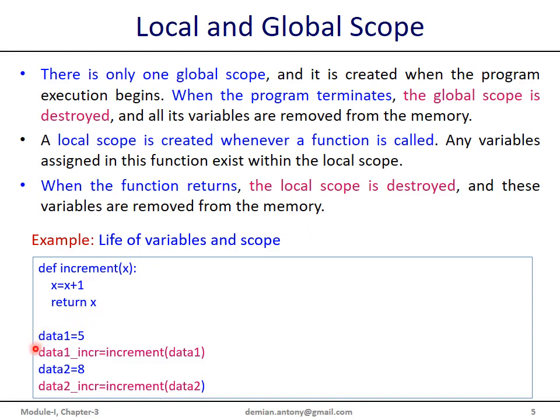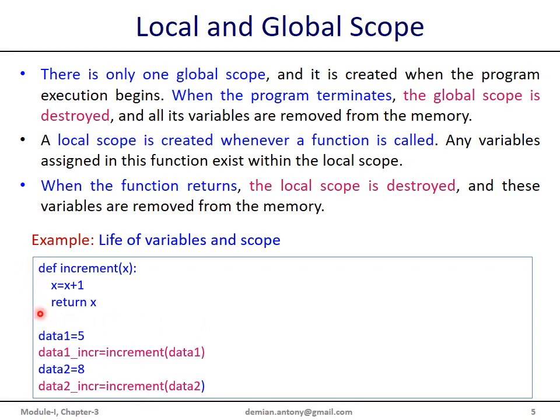We have a main program. Data1 is a global variable and data2 is a global variable. And data1 increment is a global variable, and data2 increment is another global variable. We have four global variables, and this global scope is created when the program execution is invoked by the Python runtime, and all these variables are created by the runtime.